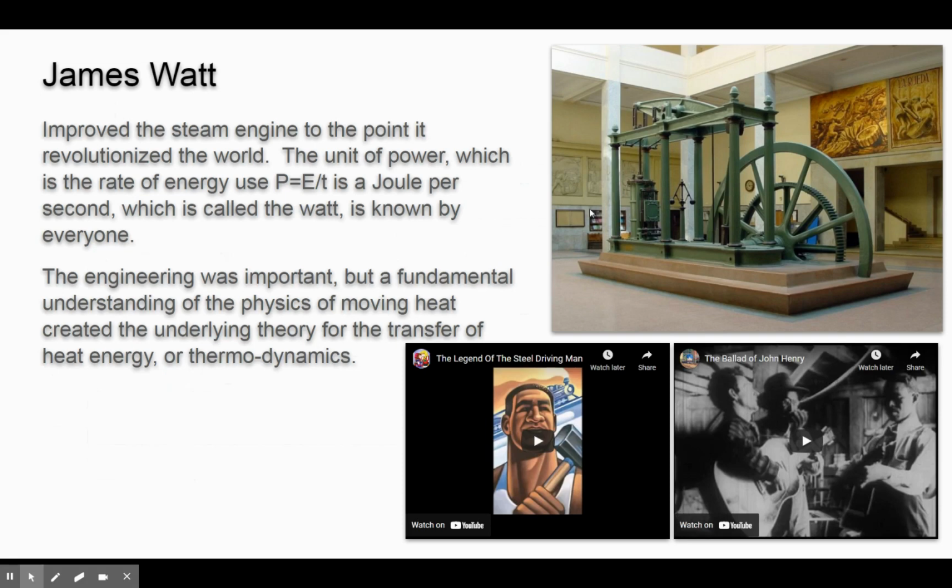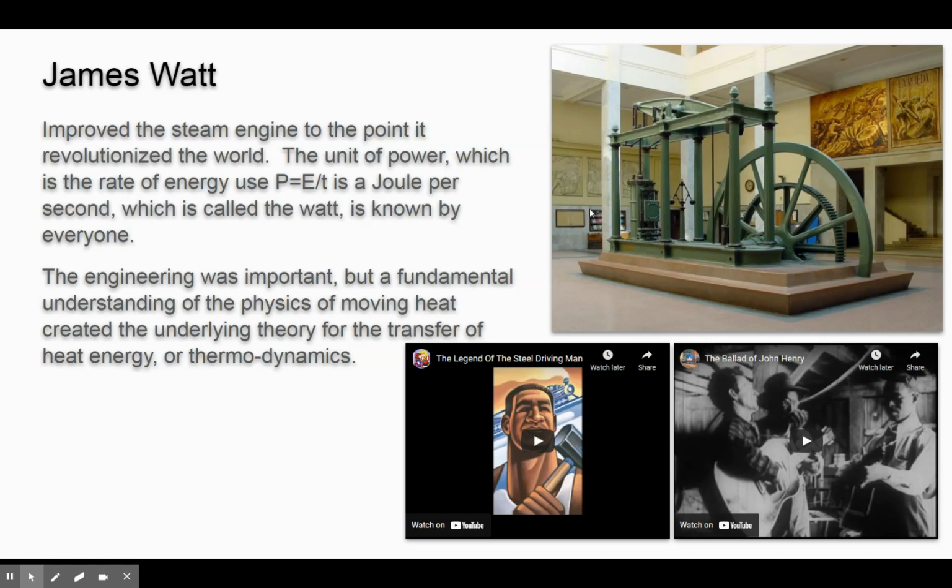The father of thermodynamics in terms of machinery would be James Watt. He got the first big machines going. He managed to make the steam engine smaller and revolutionized the world, paving the way to the Industrial Revolution, which had some horrific impacts on society.